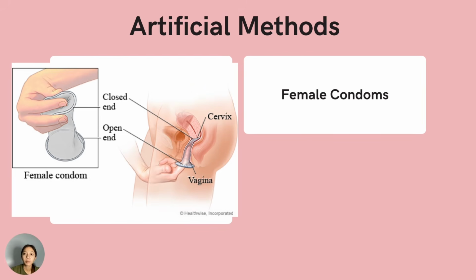Next is the female condoms. So these are also a latex rubber sheets that are specially designed for females and pre-lubricated with spermicide. So it has an inner ring that covers the cervix and an outer open ring that is placed against the vaginal opening. So ito yung itsura niya, class. So these are disposable also and requires no prescription. The fail rate of the female condoms is 12% to 22%.